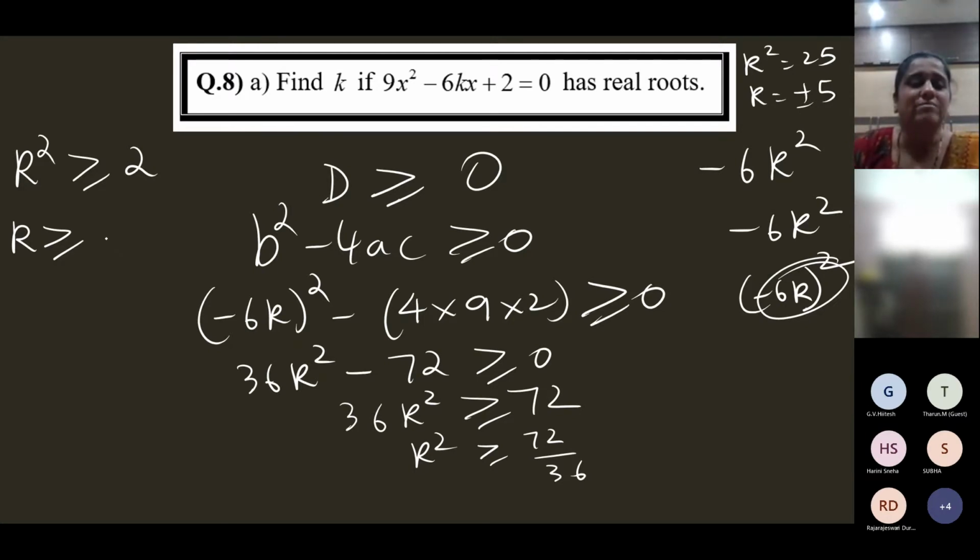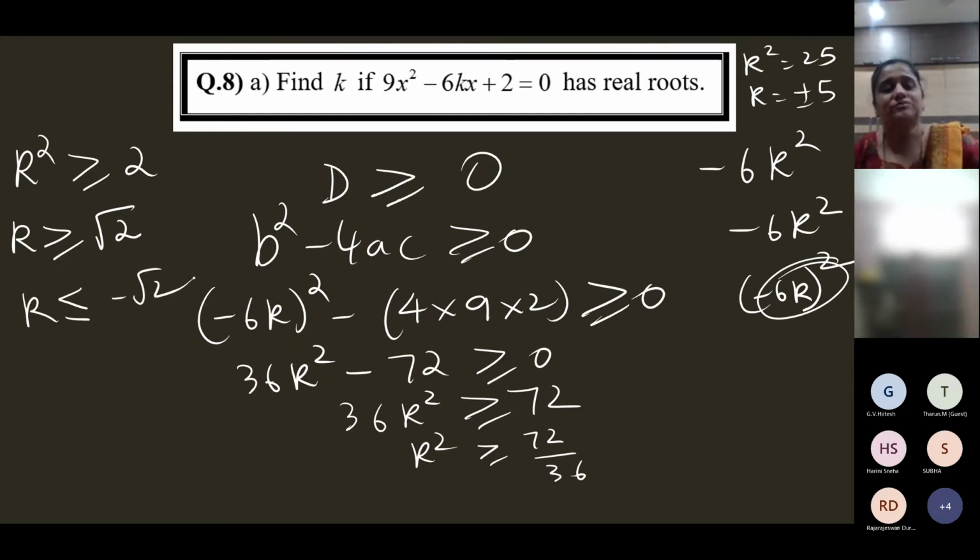Similarly here, K will be plus or minus root 2. Plus root 2, minus root 2. Now, K greater than or equal to: take the positive one with the same inequality. And for the negative one, take the reverse inequality. K less than or equal to minus root 2. So when you have A square is equal to 2, you will get A is equal to plus or minus square root of 2.